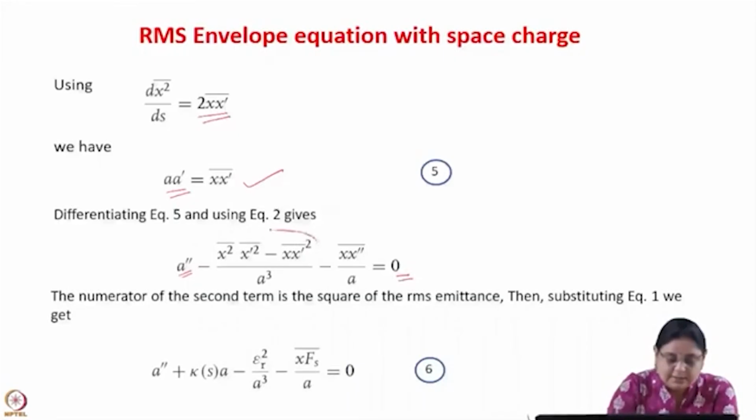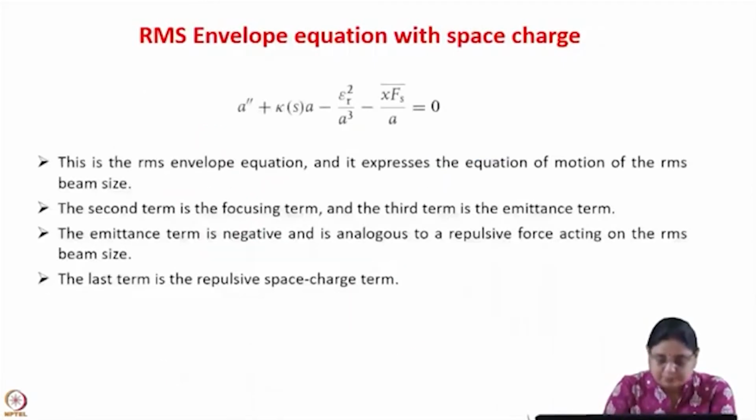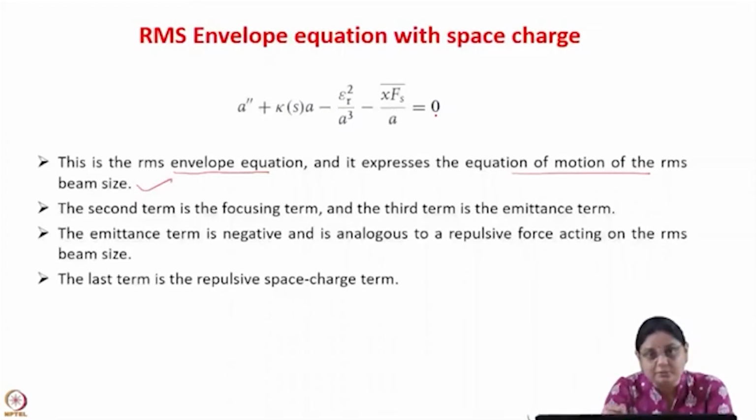Now this term is the RMS emittance. So the numerator of the second term is the square of the RMS emittance. Substituting equation 1, we get this. So now we have an expression in A, which is the RMS beam size. This is now the new envelope equation. This is the RMS envelope equation, and it expresses the equation of motion of the RMS beam size in the presence of space charge.